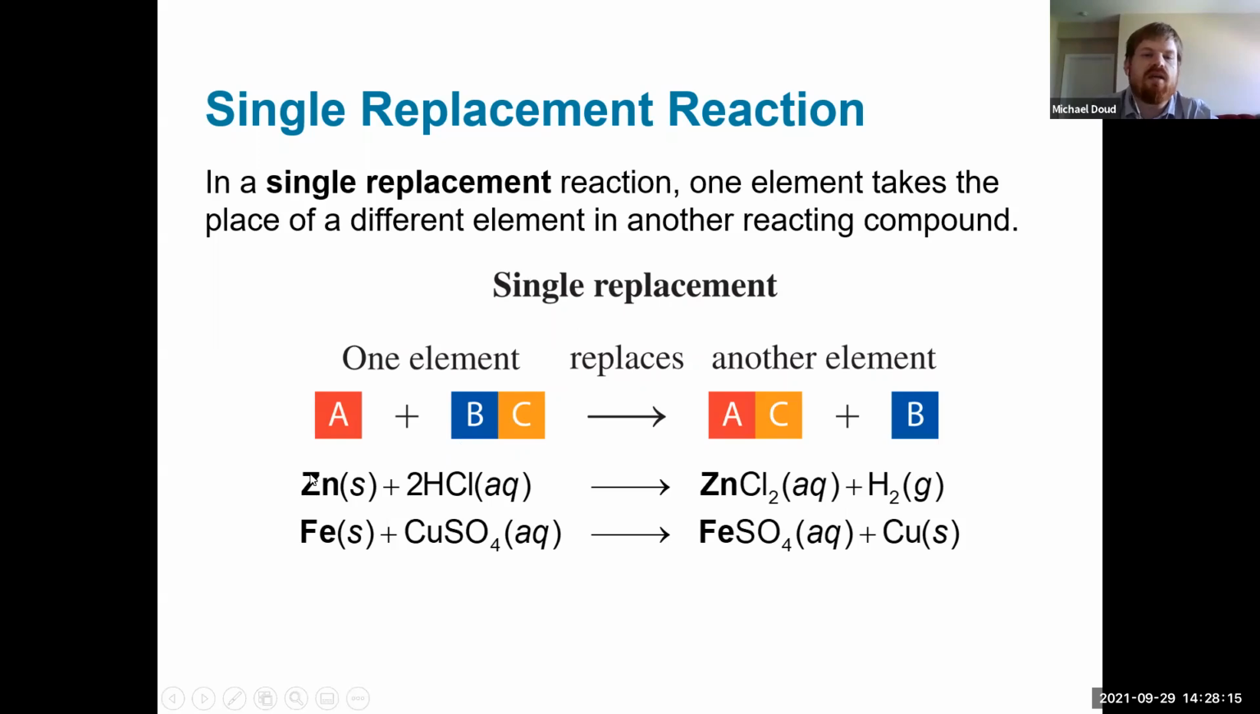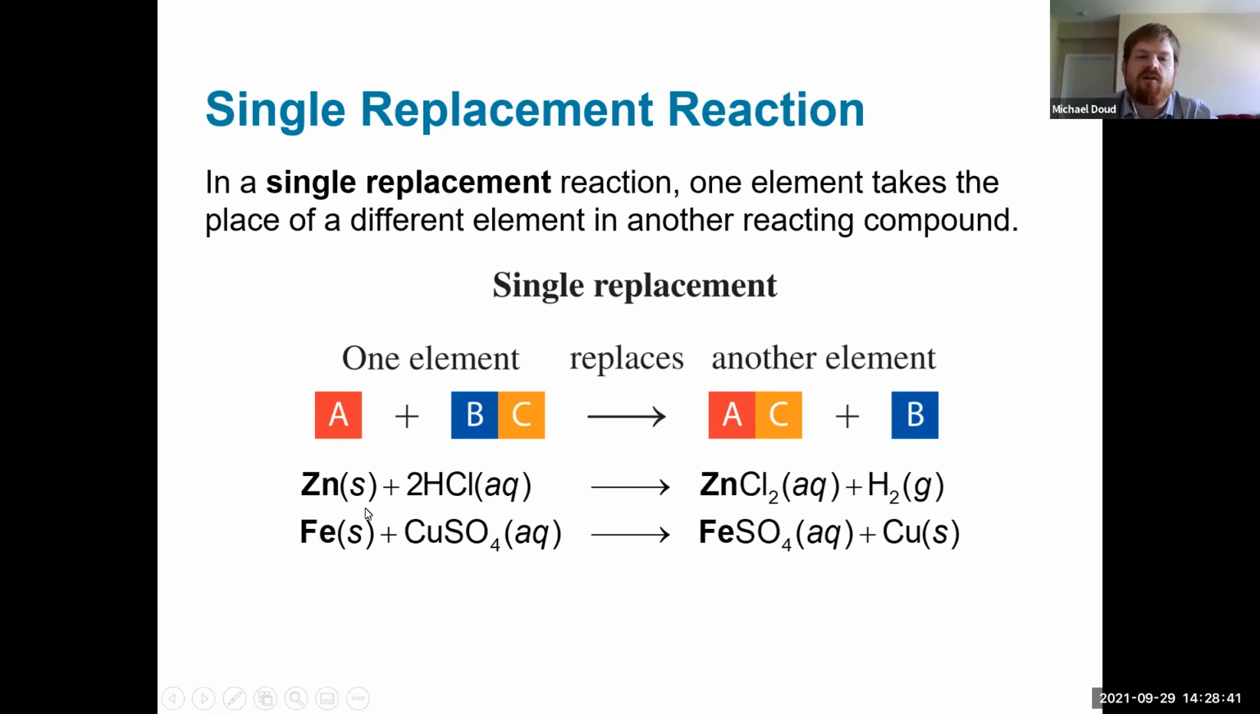Some examples here would be zinc reacting with hydrochloric acid to produce zinc chloride and hydrogen gas. Note here, the compound HCl, that's hydrogen combined with chlorine. Well, zinc takes the place of hydrogen here, and now it's partnered with chlorine to form zinc chloride and H2 gas. So hydrogen's left out as its own element form.